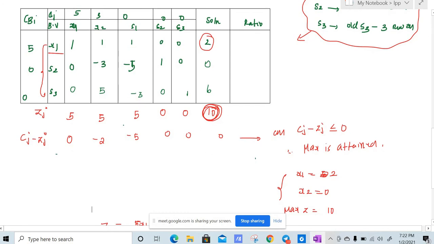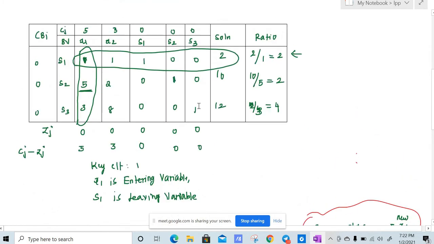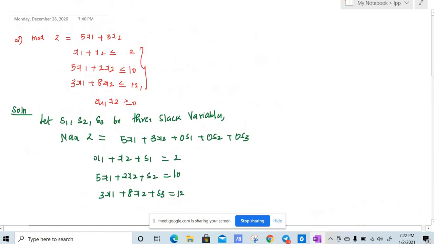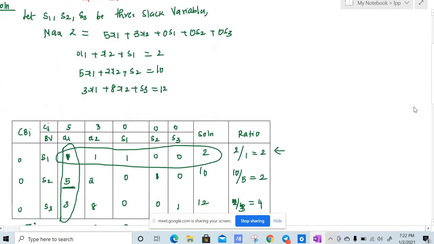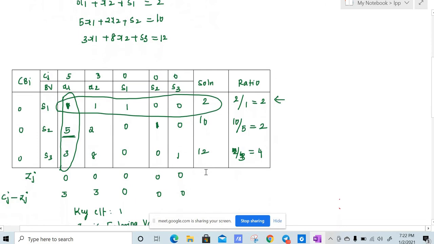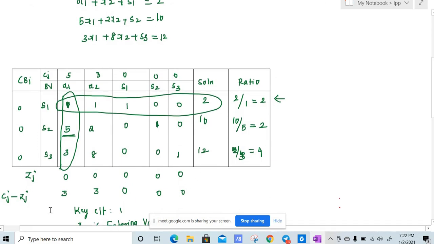So you can see for a maximization problem, all cj minus zj has to be less than or equal to 0, and you need to choose the maximum value in cj minus zj. You need to choose the maximum value in cj minus zj for maximization.